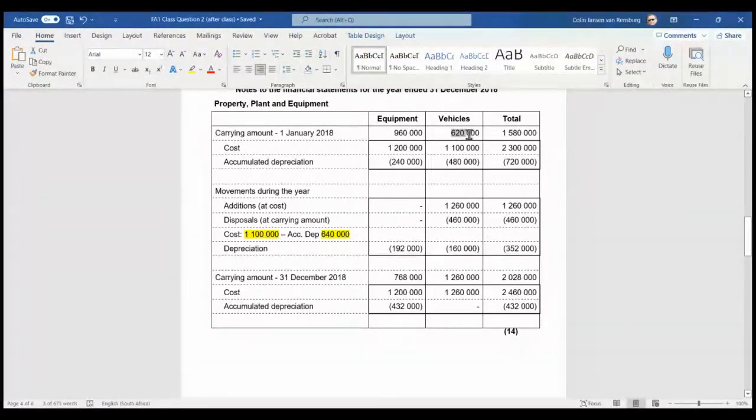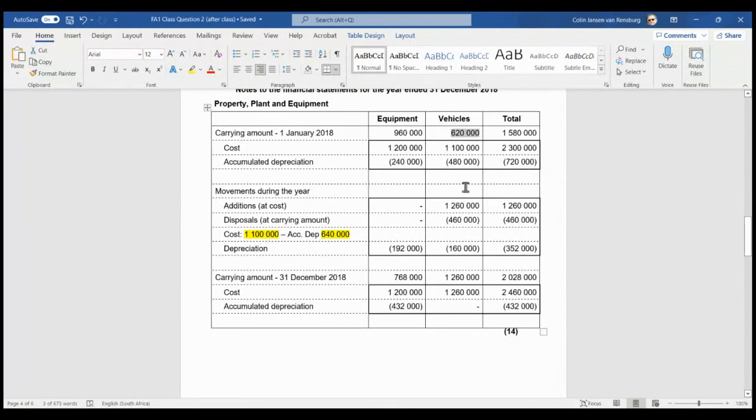Let's start with the 620,000 carrying amount at the beginning of the year, and then we also go and see what effect the movements had on it, right? So we started with a carrying amount of 620,000. There we added cost of 1.26 million. So if you can add that in your calculators, ladies and gentlemen, we are doing this sum together now.